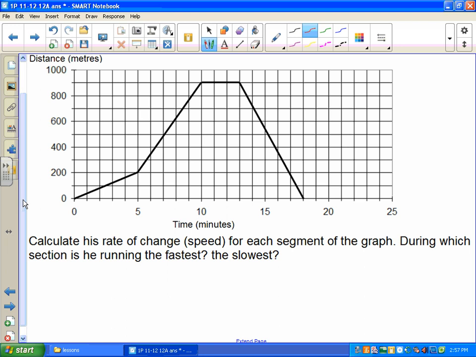And the key thing that we want to use here is that if we're calculating his speed, it is the distance that he travels divided by the time that it takes him to travel that distance. So this is the information we want to get off the graph. For each section, we want distance and time.